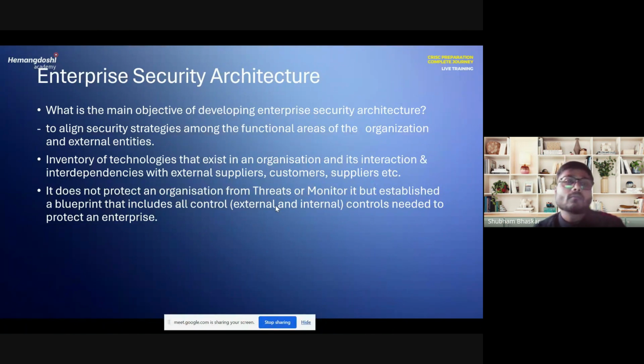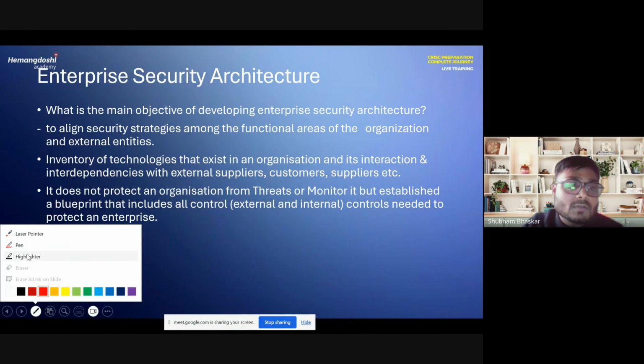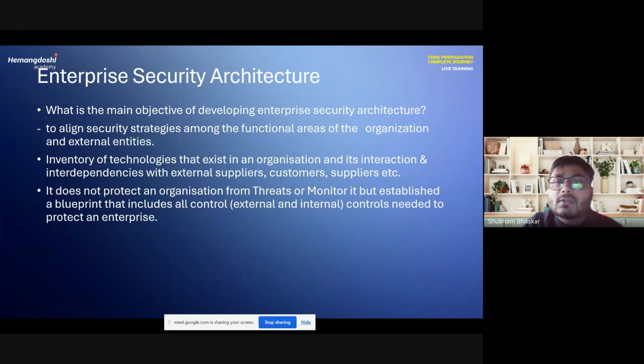Enterprise security architecture is not just a fancy word. Security architecture, as you know by concept, is the security architecture for the whole company. That's why there is a question from the ISACA official resource: what's the main objective of developing enterprise security architecture? Simple, the enterprise security architecture is applied to all of the organization.